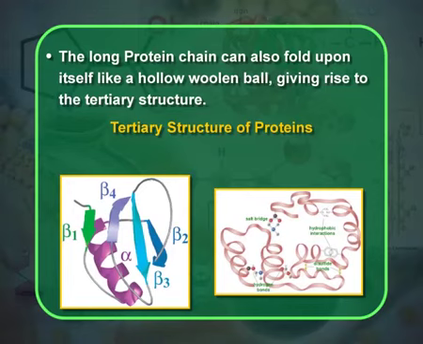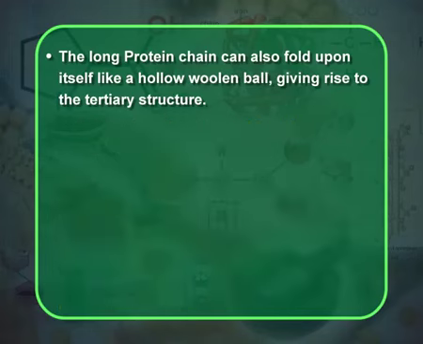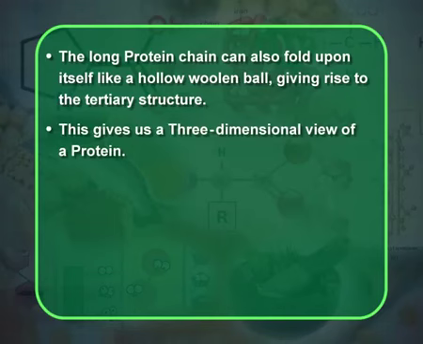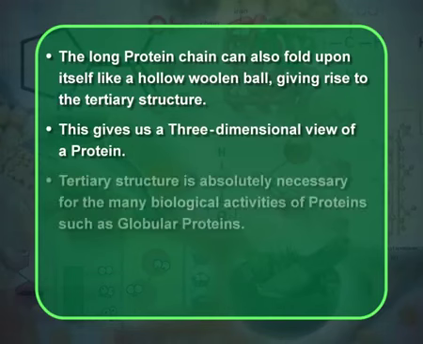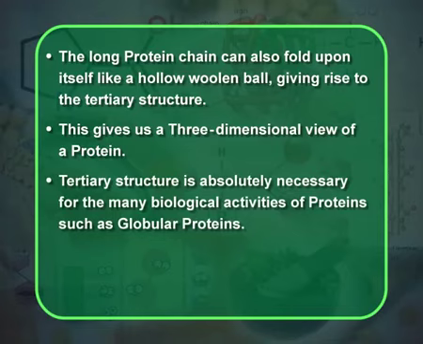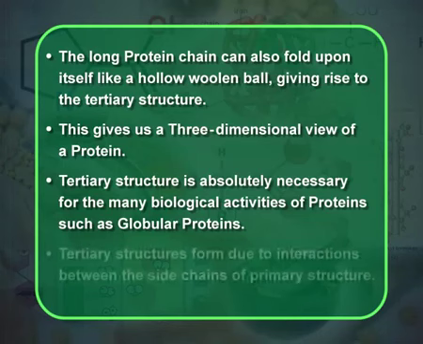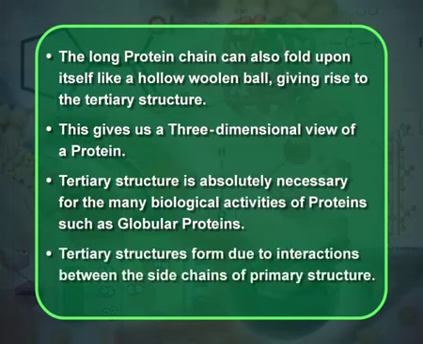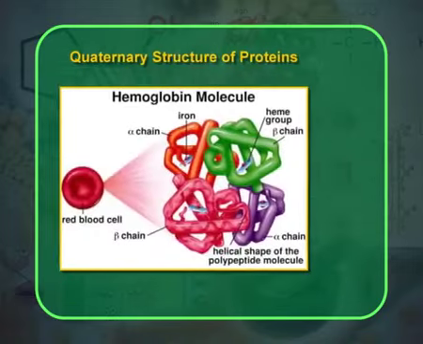Now, the long protein chain can also fold upon itself like a hollow woolen ball, giving rise to the tertiary structure. This gives us a three-dimensional view of a protein. Tertiary structure is absolutely necessary for many biological activities of proteins such as globular proteins. These structures form due to interactions between the side chains of the primary structure.